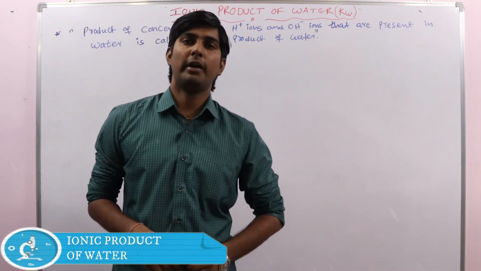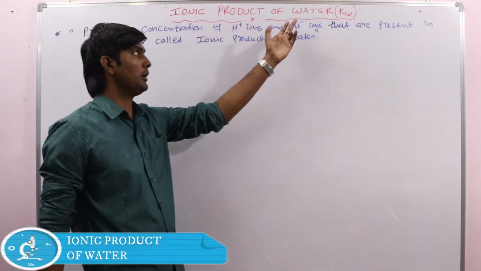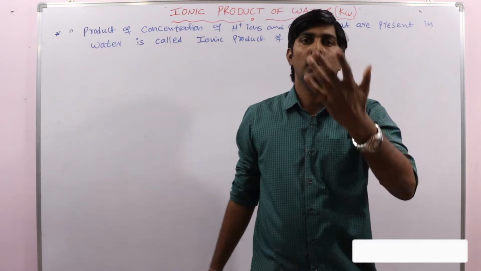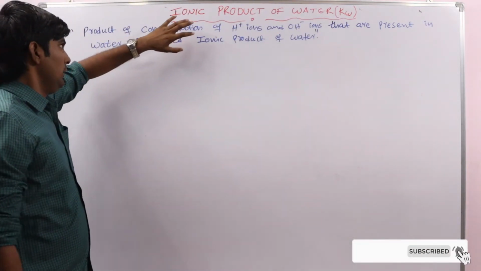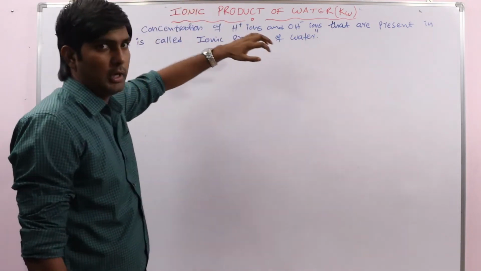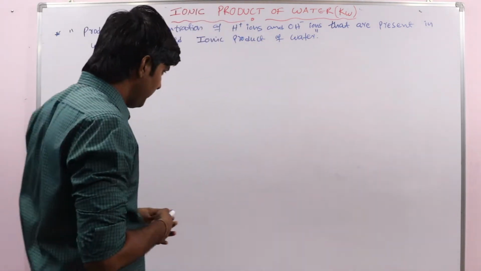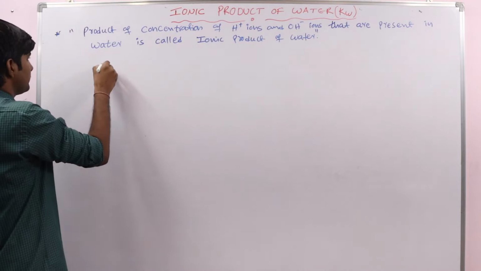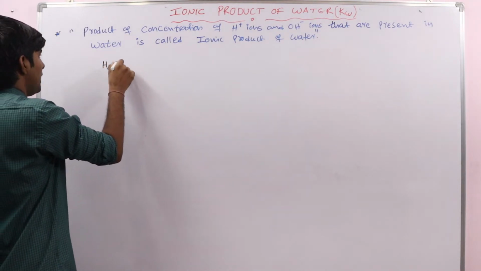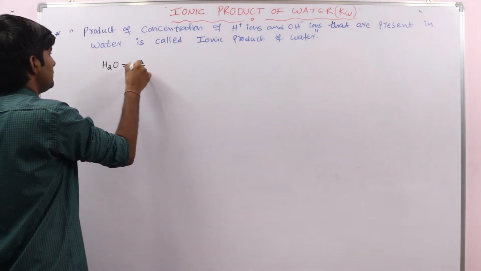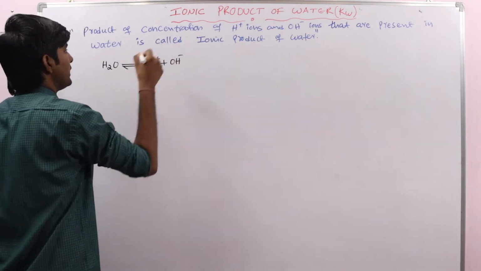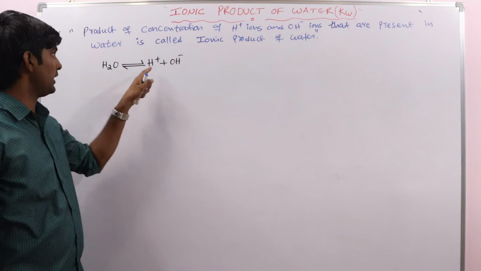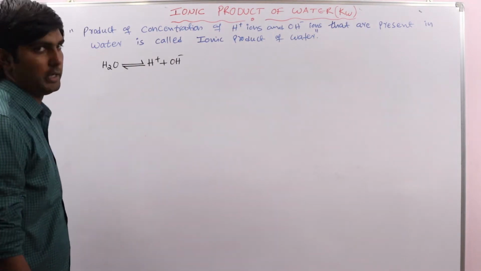Students, in this lecture we are going to discuss the ionic product of water and also the degree of dissociation of water. Okay, so here first we discuss the ionic product of water. In water, some of the water molecules dissociate to form H plus ions and OH minus ions.